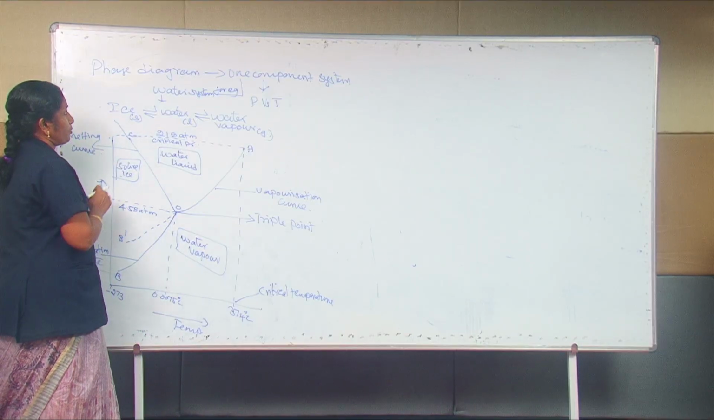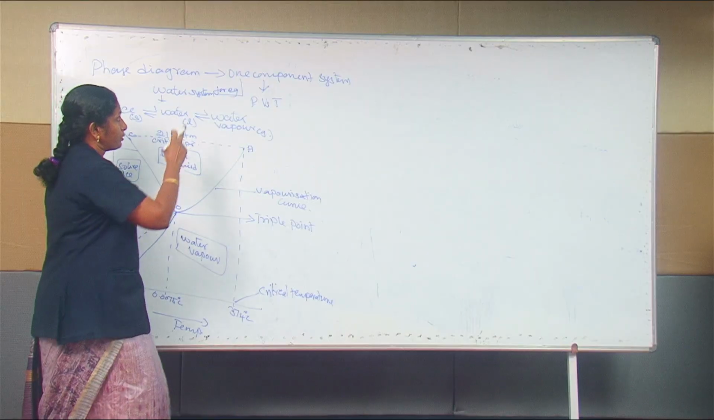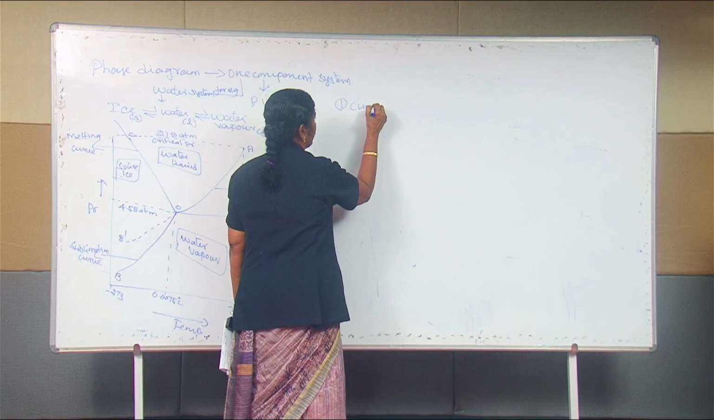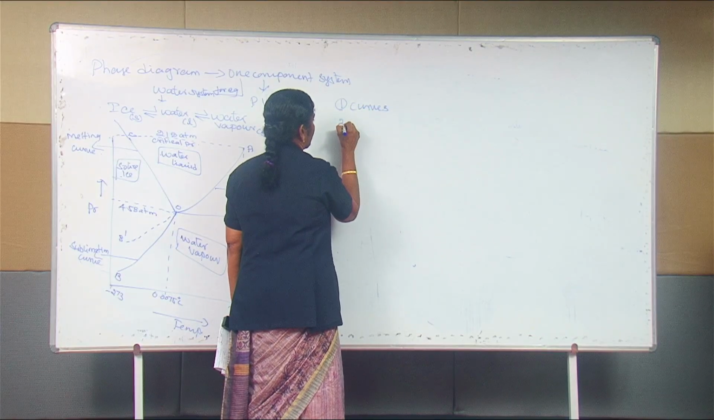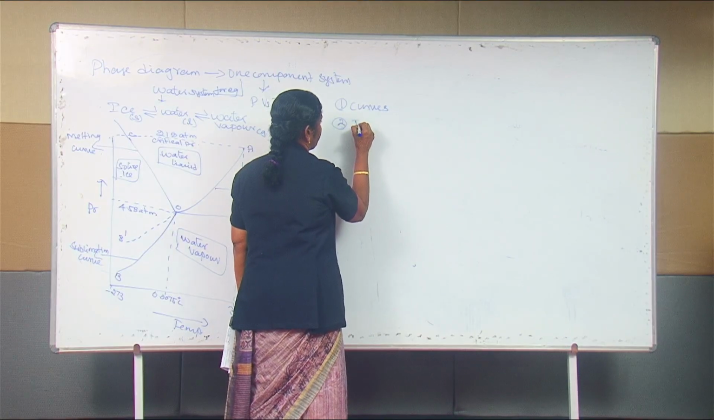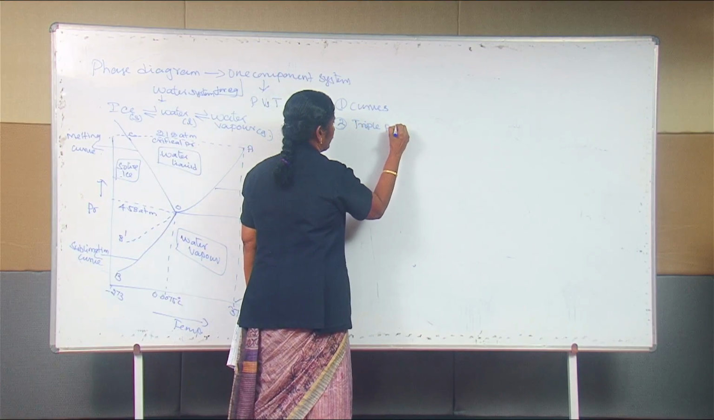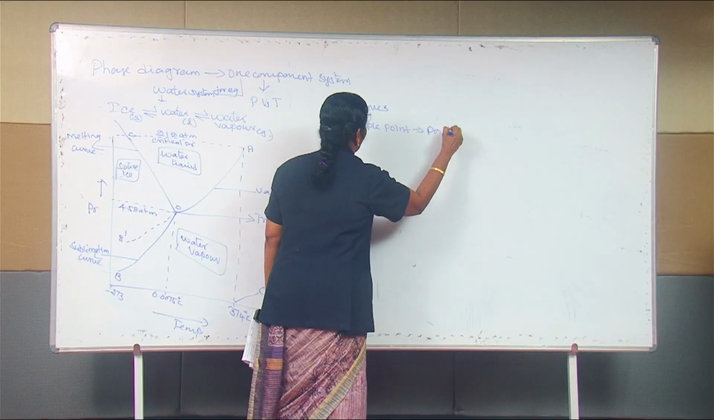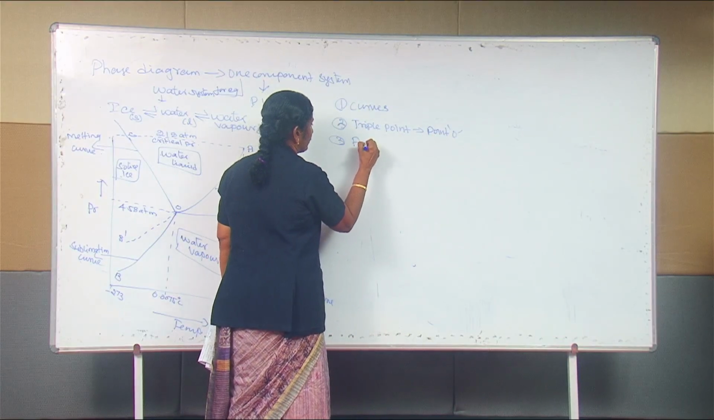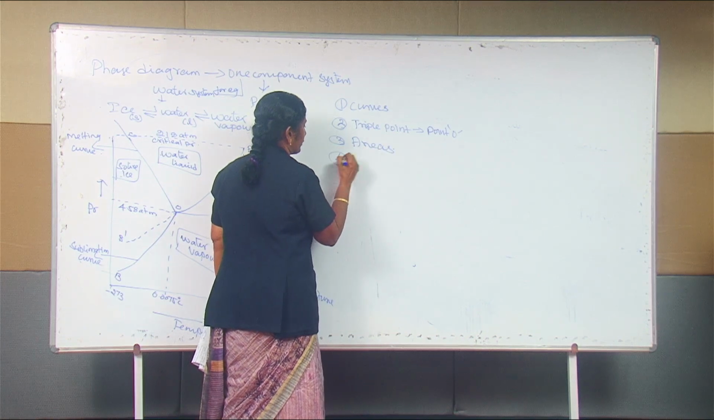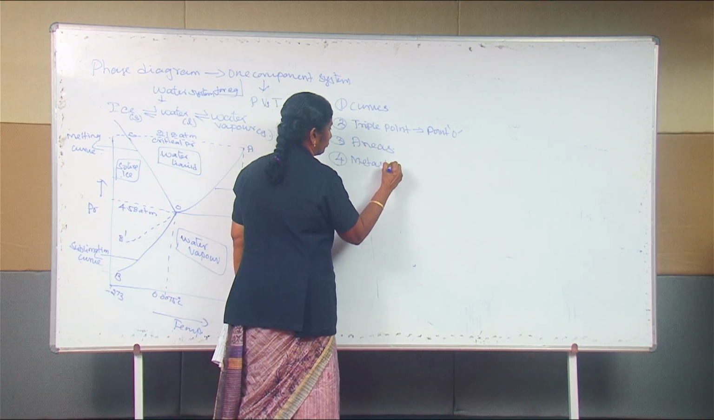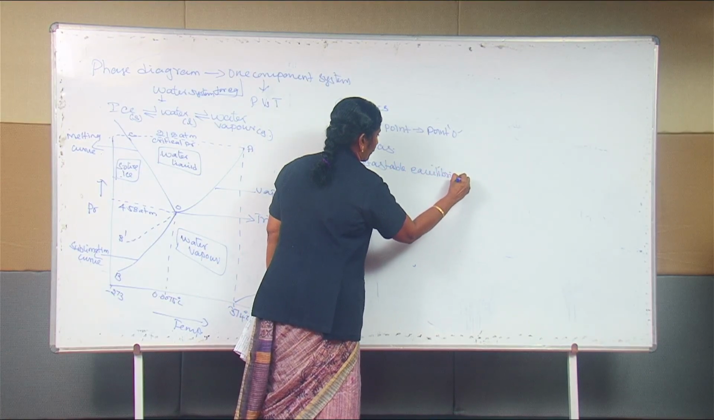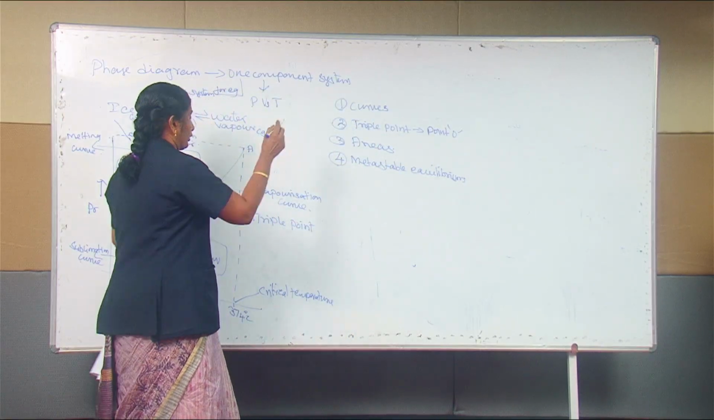Okay, now we'll discuss the phase diagram for a one component system. This phase diagram contains three things. One is a curve, and the next one is a triple point or point O, and then the next one is areas, and the last one is a metastable equilibrium. Okay, now we'll discuss one by one.